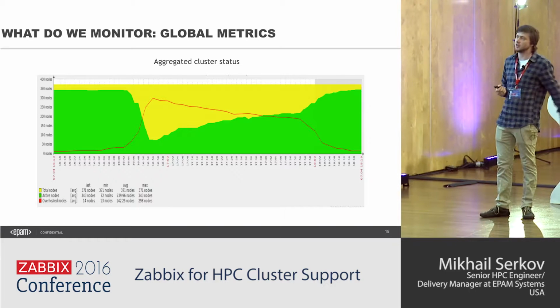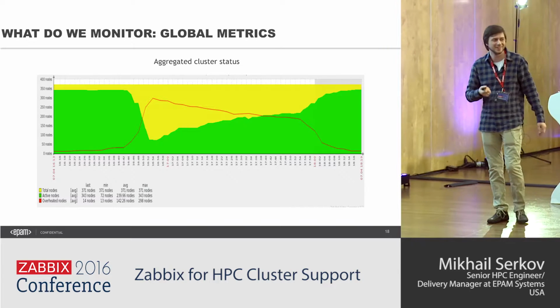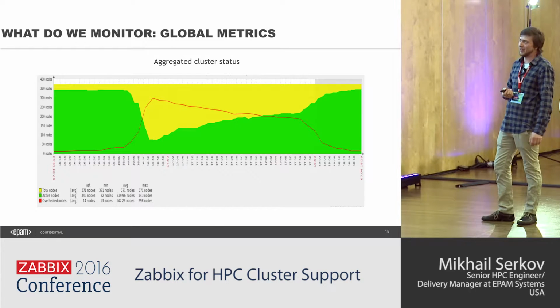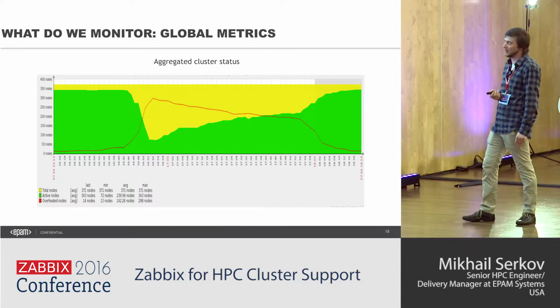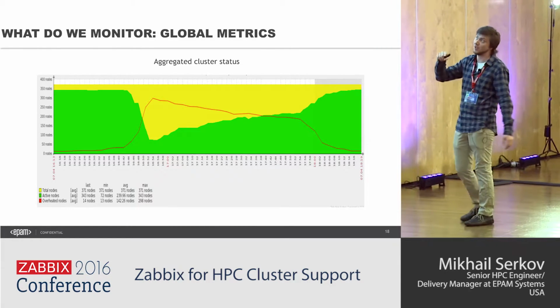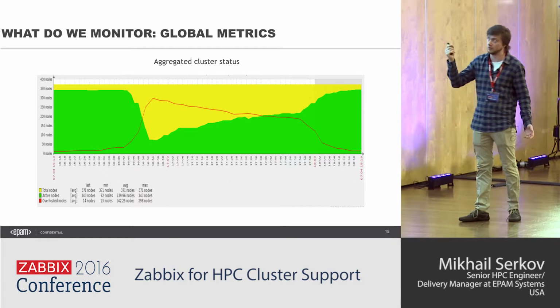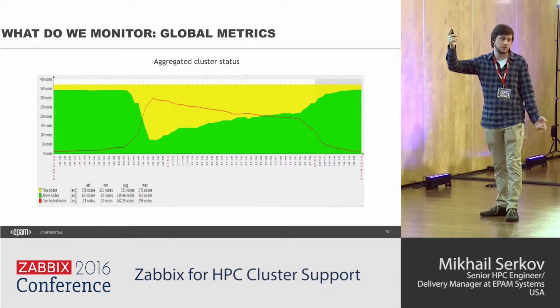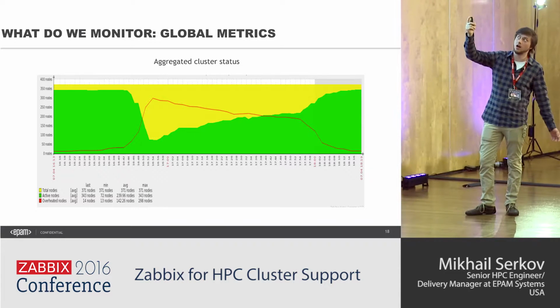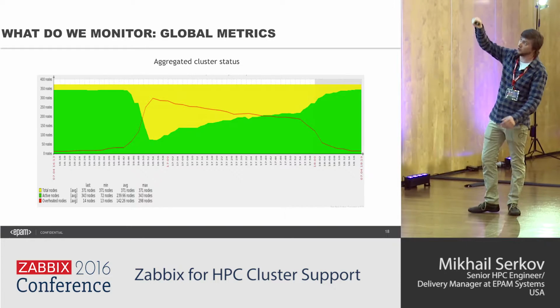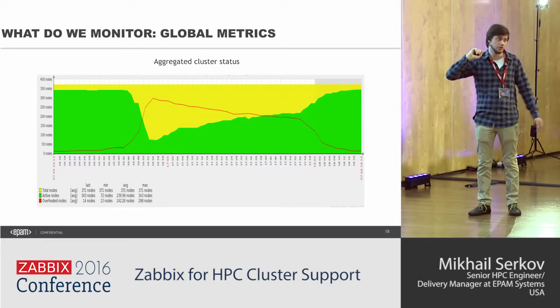Yeah, here's a perfect example of disaster, actually. It's a kind of graphic of cluster status, aggregated cluster status. So green is the good guys. It's a node which is active. Yellow is total nodes, and the red line is overloaded nodes.